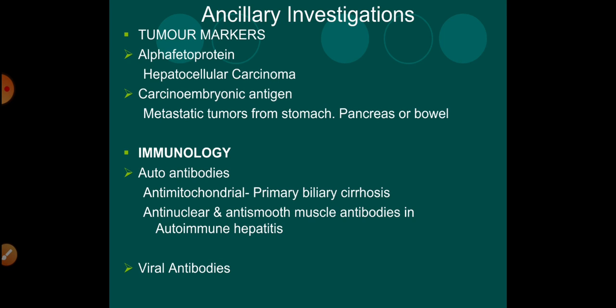Immunological investigations can be used in the diagnosis of liver disorders, like autoantibodies. Different types of autoantibodies can be measured whenever you are suspecting autoimmune hepatitis. Viral antibodies can also be used for diagnosis and for staging of viral hepatitis.